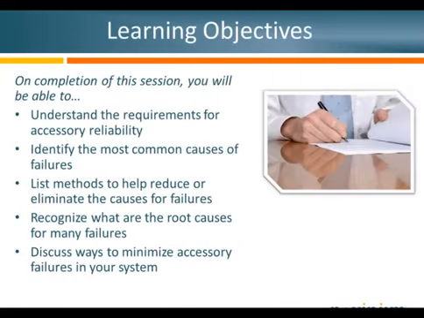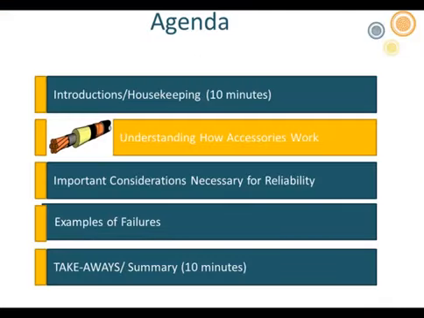Presentation. And upon completion of this, what we're hoping to get through is that you'll be able to understand the requirements of accessory reliability and identify the common causes and list the methods to help reduce or eliminate those causes. So once you understand the basics of it and you recognize what those root causes are of many of the failures, we're thinking that you'll be able to eliminate them and greatly reduce the failures that you see in your system. So that's our objectives for this.